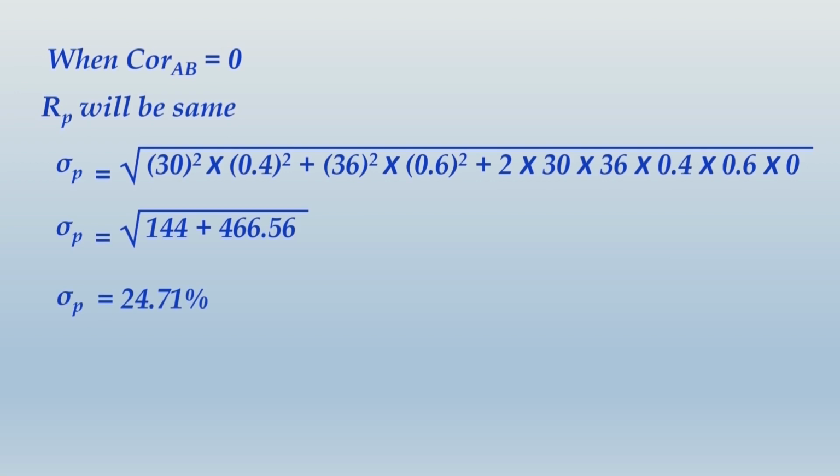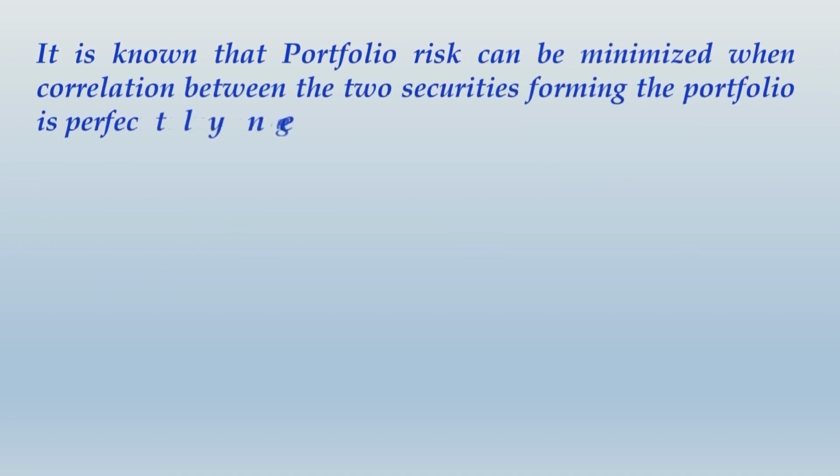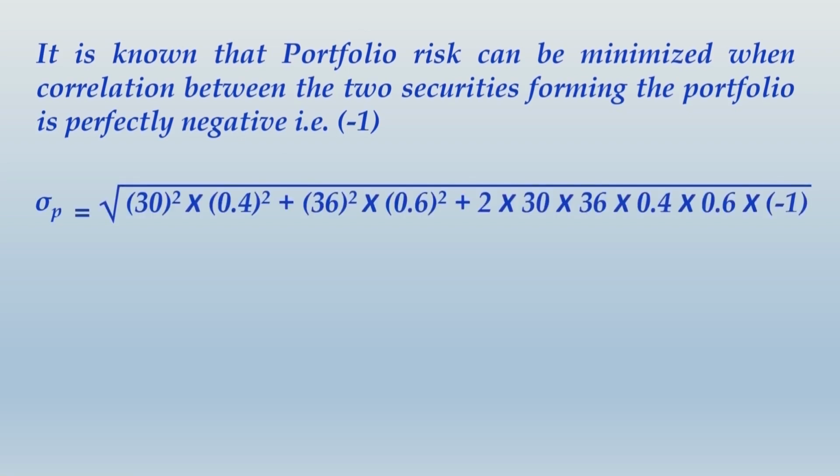Alright friends, I am sure you would have finished writing this whole thing. Let us move ahead and deal with the last part of the question. It is known that portfolio risk can be minimized when correlation between the two securities forming the portfolio is perfectly negative. That means correlation should be -1. So again, to compute sigma p, that is standard deviation of the portfolio, we use the same formula with one change, that the last term correlation between A and B, can you see it has now been substituted for -1.